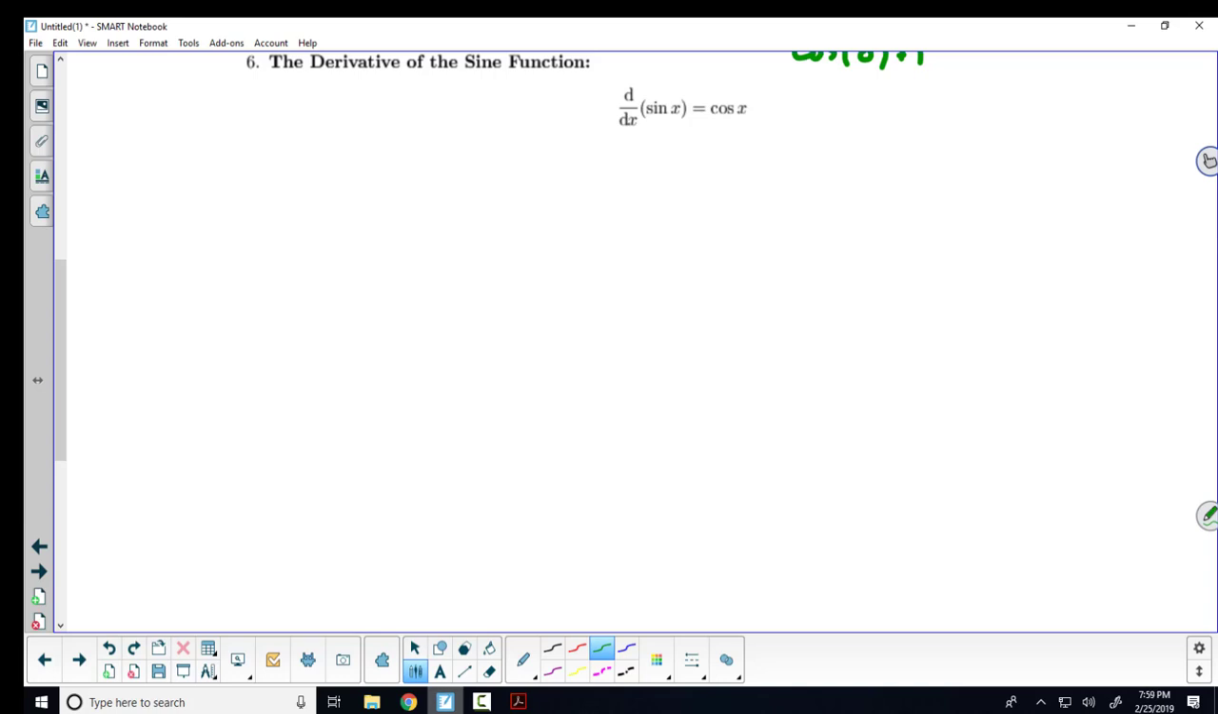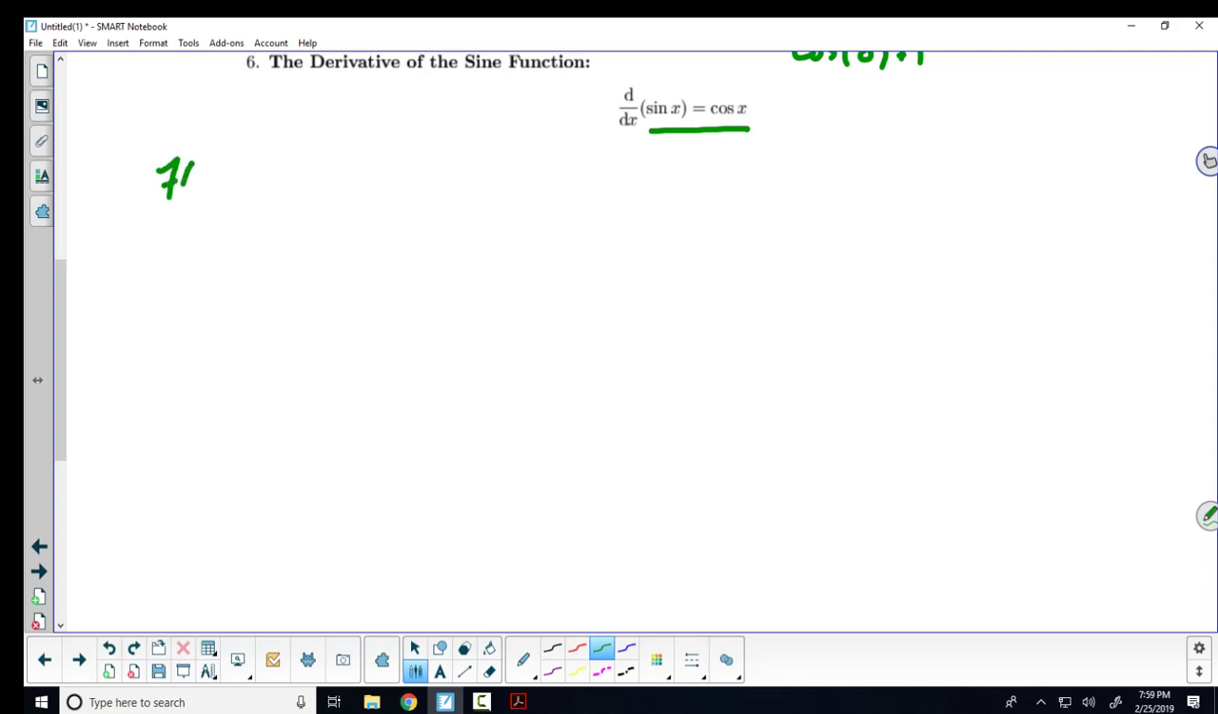So picking up where we left off, we've derived two important limits that we're going to need in order to do the proof of the derivative of the sine function. Okay? So let's go ahead and find the derivative of the sine function. Here I say it will be the cosine of x. That's interesting. Okay? Let's see what happens here.